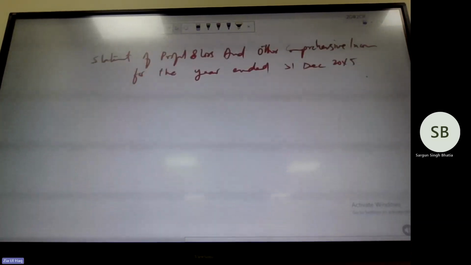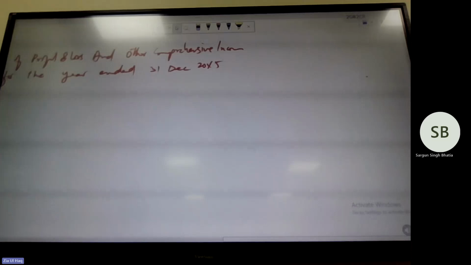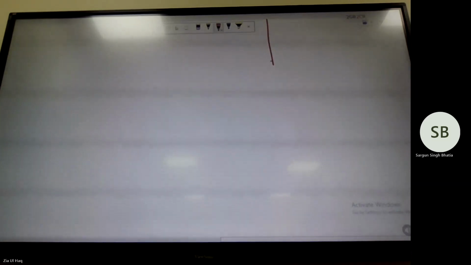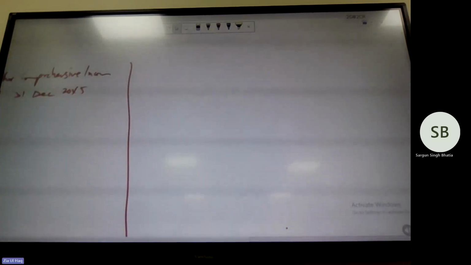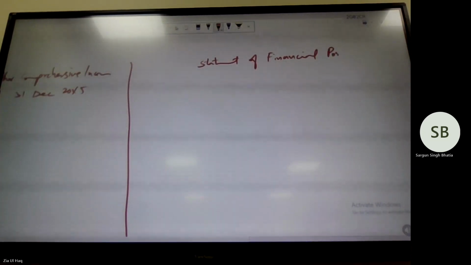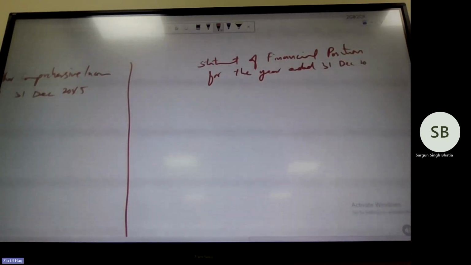So leave this page and then here we will prepare the balance sheet. So we will call it statement of financial position, for the year ended 31st December 20x5.